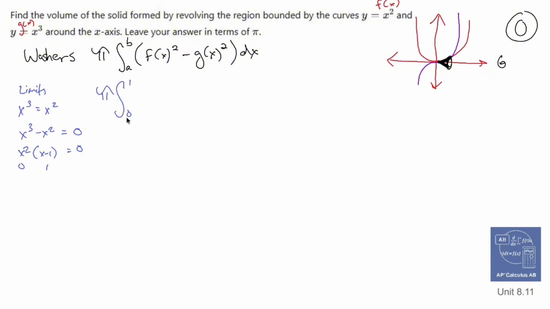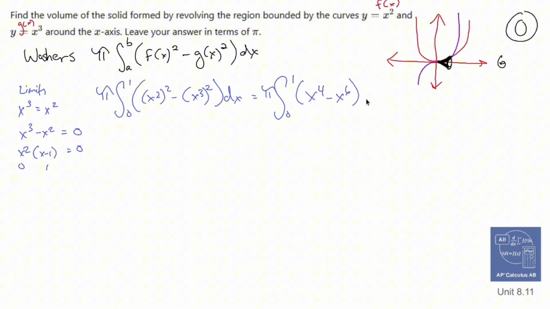So the equation that I set up for this problem is going to be pi times the integral from 0 to 1 of x squared minus x cubed, squared, dx. That's going to equal pi times the integral from 0 to 1 of x to the fourth minus x to the sixth dx. Now let's integrate that. Okay, 1/5 x to the fifth minus 1/7 x to the seventh, limits at 0 and 1. No big deal.